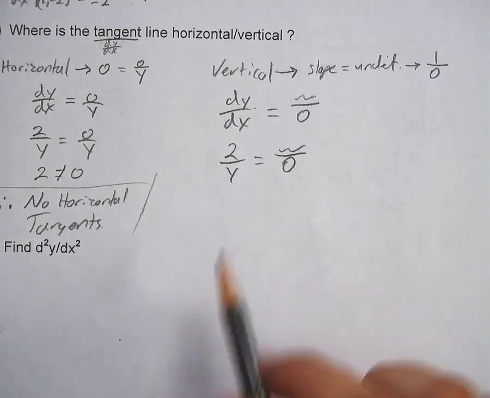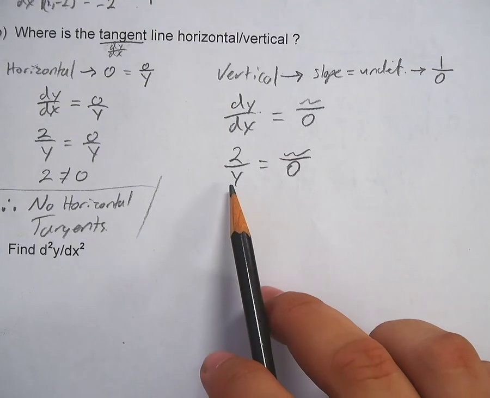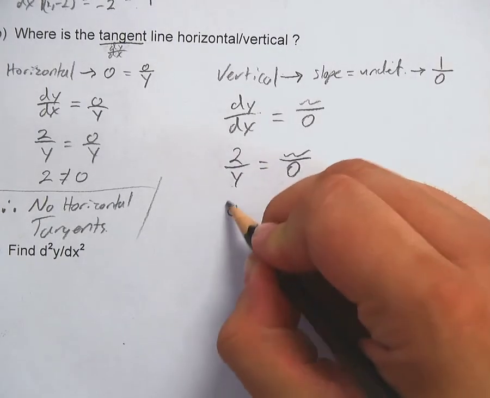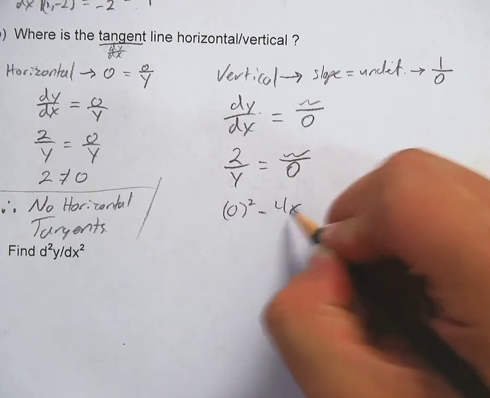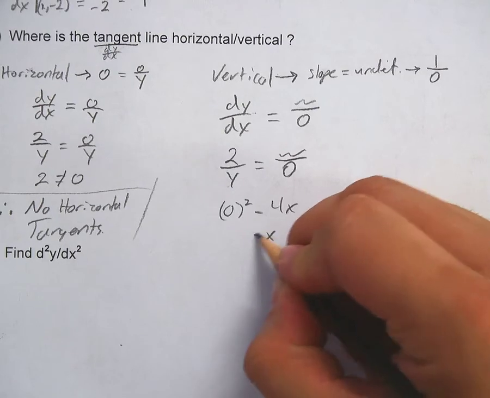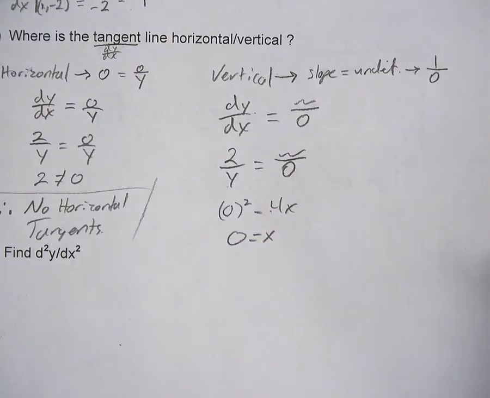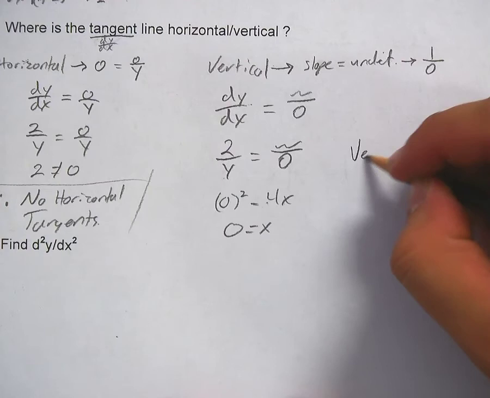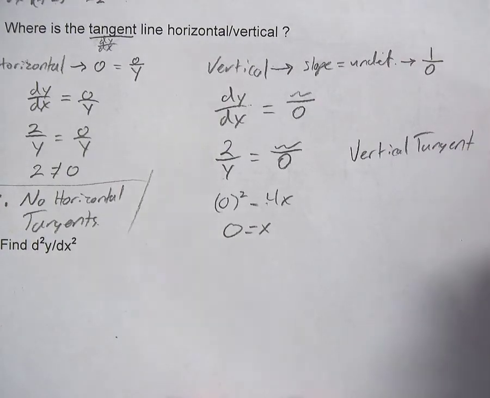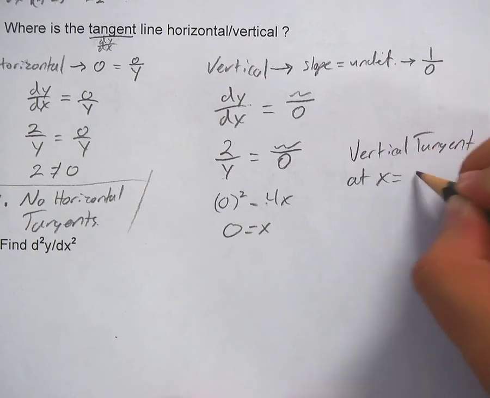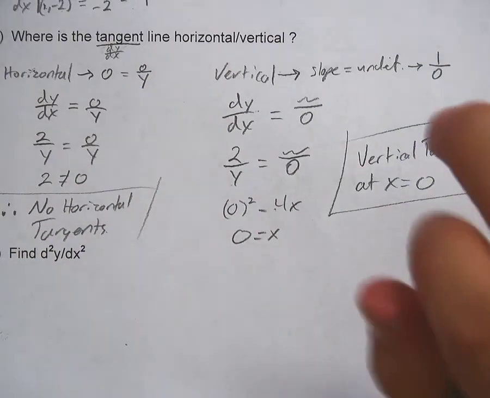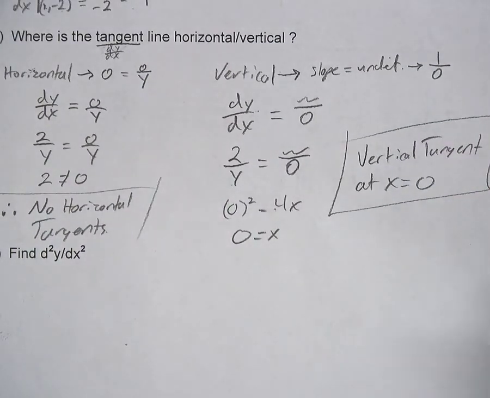Let's check. We actually have a variable now. This is possible. So let's go back to our original equation up here. Say we've got 0 squared equals 4x. So solve for x here. Divide by 4, it's 0. So what that means is we have a vertical tangent at x equals 0. Vertical tangent at x equals 0.